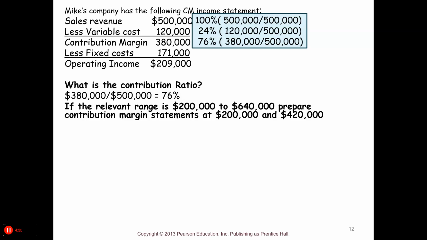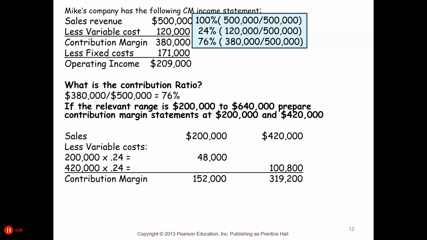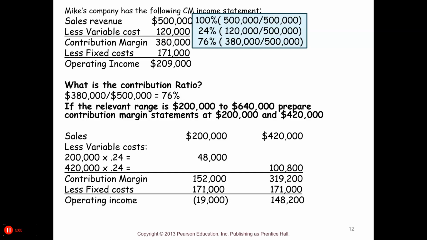Now, if the relevant range is 200 to 640,000, we're going to do a contribution margin statement between 200 and 420. Now, since they're within the relevant range, we know that our contribution margin ratios are relevant. So we're going to do our sales, less our variable costs, and we're going to use our percentage for variable cost, and that gives us our contribution margin at each one of those levels. Then we have our operating income, and what this tells us is that 200,000 is too low. We will lose money if we only make that dollar volume in sales.